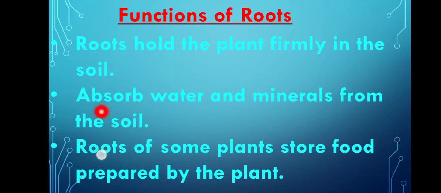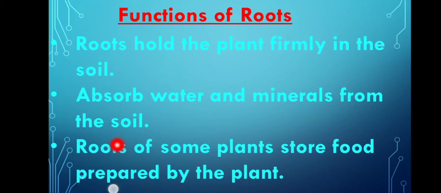Second one, roots absorb water and minerals from the soil. Plants need water and minerals from the soil to grow, and roots take these and send them up to the stem and leaves. So all the plants need water and minerals to make food for the whole plant. So roots absorb these things and send them up to the stem and leaves.